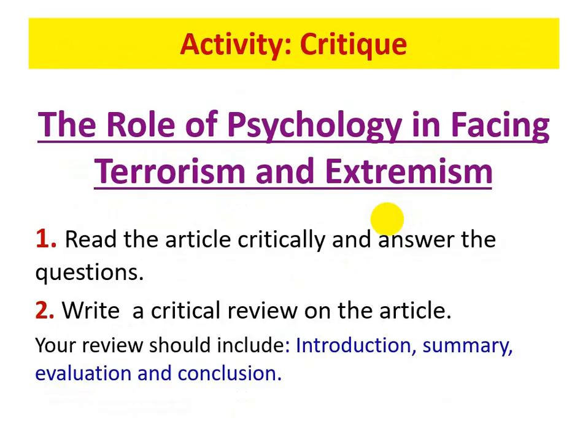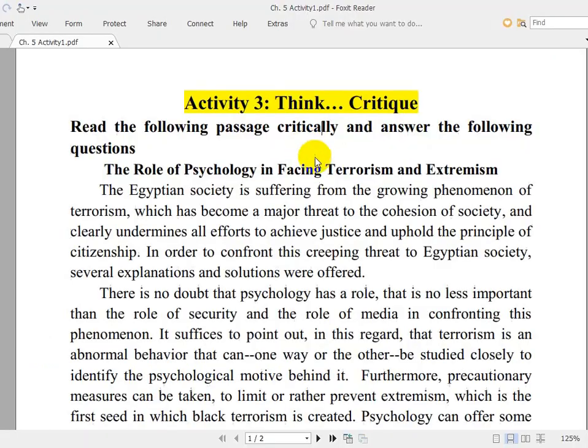Then, let's have an activity. This is an activity concerning the critical review and critical reading. There is a translation of an article in your book 6. This article is entitled The Role of Psychology in Facing Terrorism and Extremism. I will attach this article together with this file, but we can even have a glance at this article here.